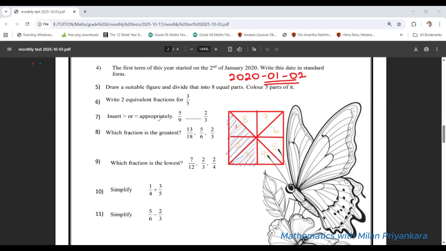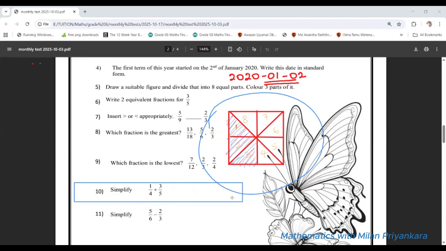I also want to remind you that this is not the only answer. You can draw different things. If you want, you can draw a circle and divide it into 8 parts, and you can also draw something like this. If you want, you can draw something like this and divide like this.